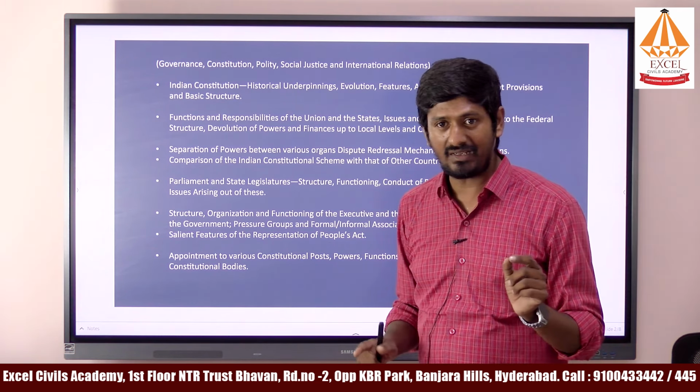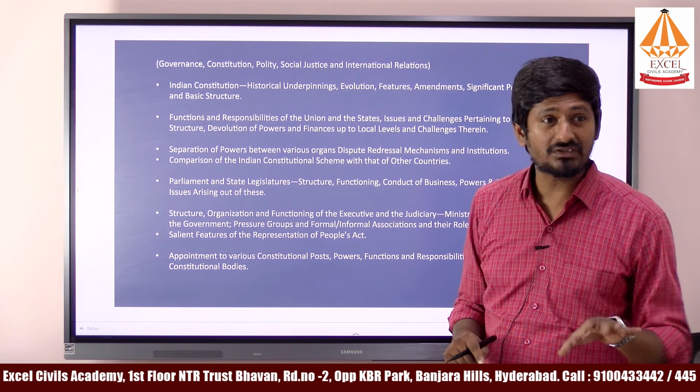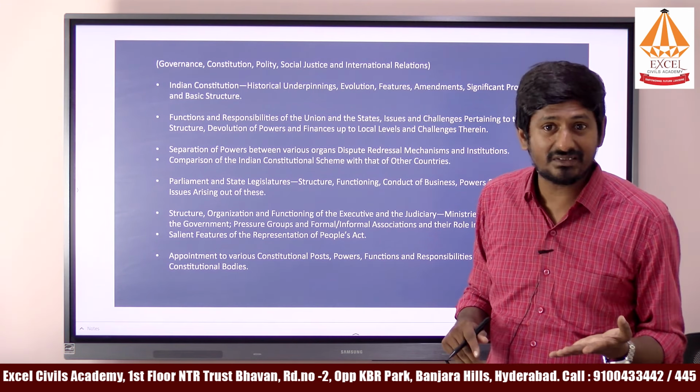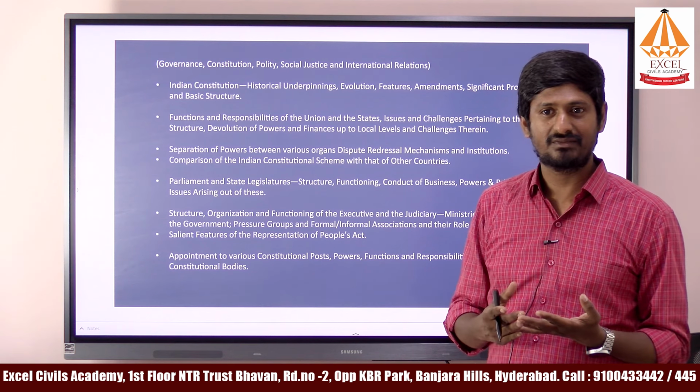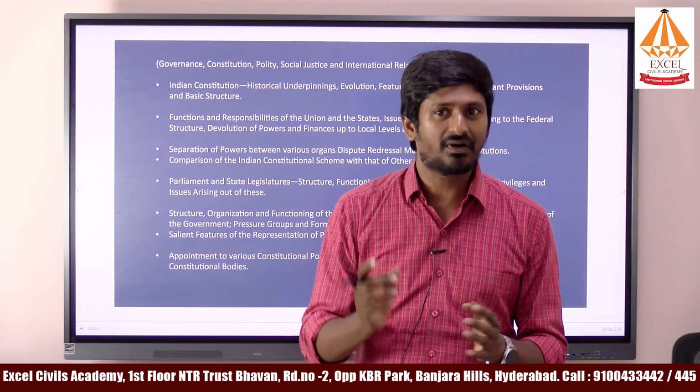In the Representation of People's Acts, there are two acts we will be studying. RPA 1950, RPA 1951. RPA 1950 talks about structural aspects of election. What is it? Structural aspects. For an election to happen, what should be there? Constituencies should be there, voter list should be there, and voters should have clear criteria. What is the eligibility to cast a vote in the elections? Those are given in the form of RPA 1950.